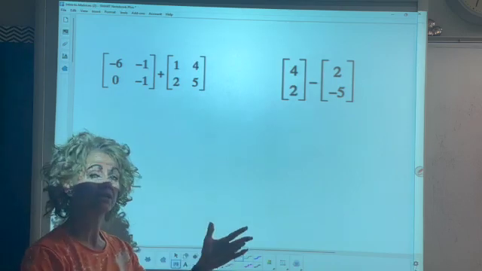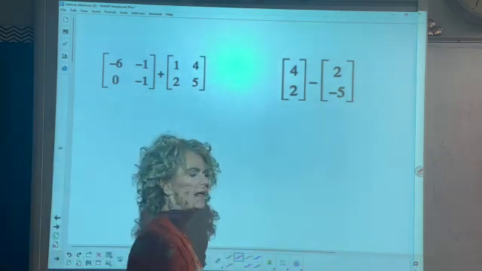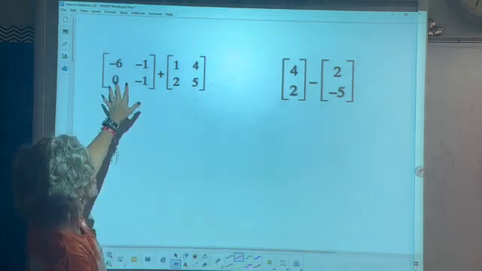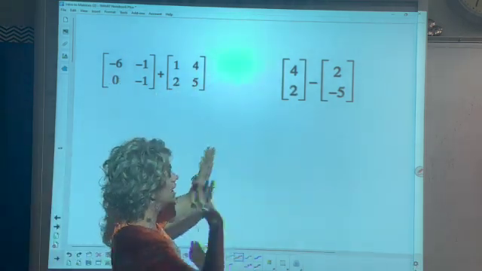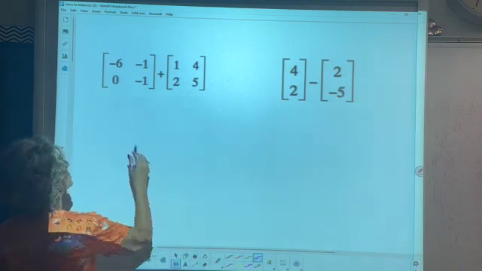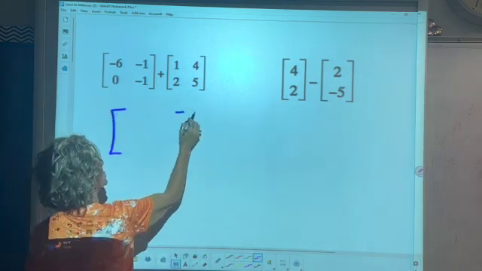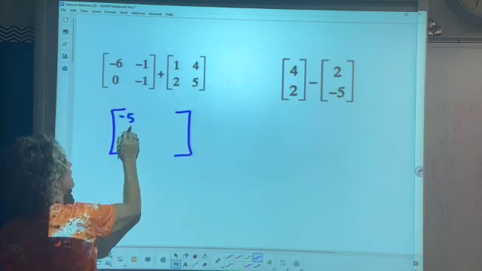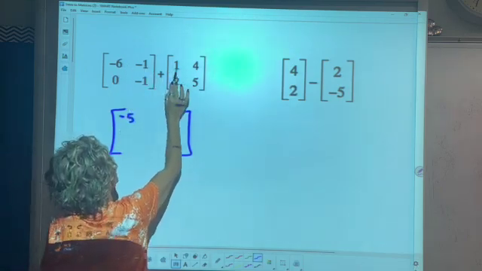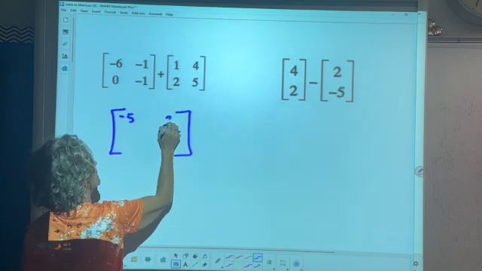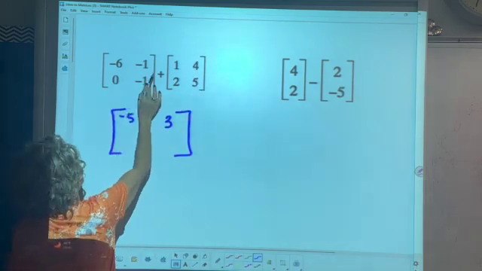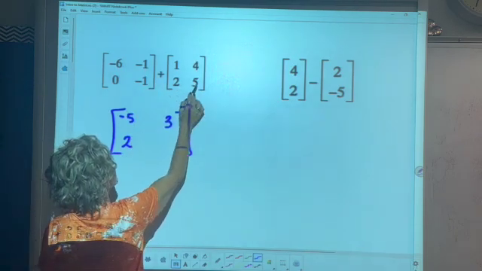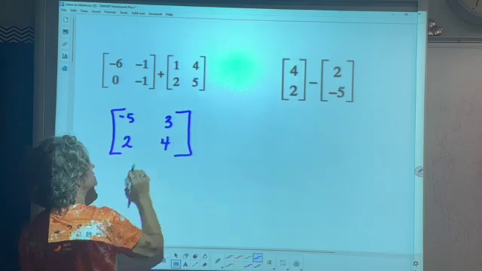First thing I'm going to check: are my dimensions the same? Because I don't want to waste my time. You know me. I'm always about quick, simple, and easy. This is 2 rows, 2 columns, 2 rows, 2 columns. I can totally add these together. So I am going to do that. -6 plus 1 is going to be a -5. A -1 plus 4 is going to be a +3. 0 plus 2 is going to be 2. -1 plus 5 is going to be a +4.